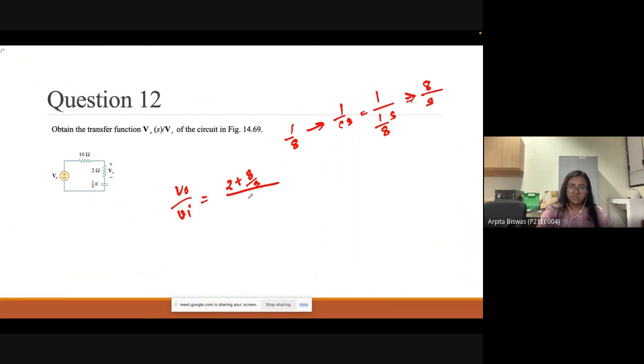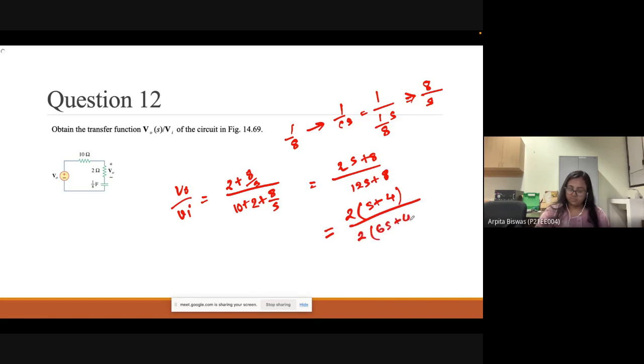Okay. And V input by total, so 10 plus 2 plus 8 by S. So the value is coming out 2S plus 8, and here 12S plus 8. So you can cancel out, and the right answer is S plus 4 by 6S plus 4.